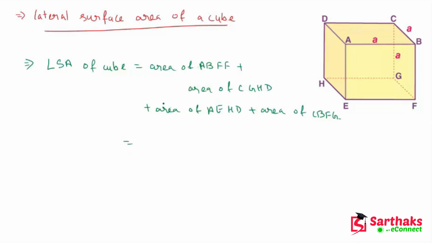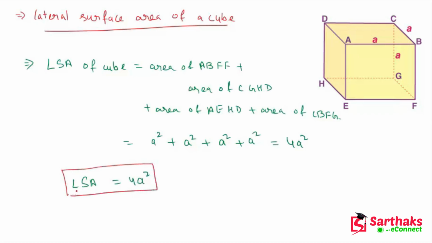So this will become a square plus a square plus a square plus a square, which is 4a square. So we can say LSA is equal to 4a square. I hope, my dear friends, you understand these things.